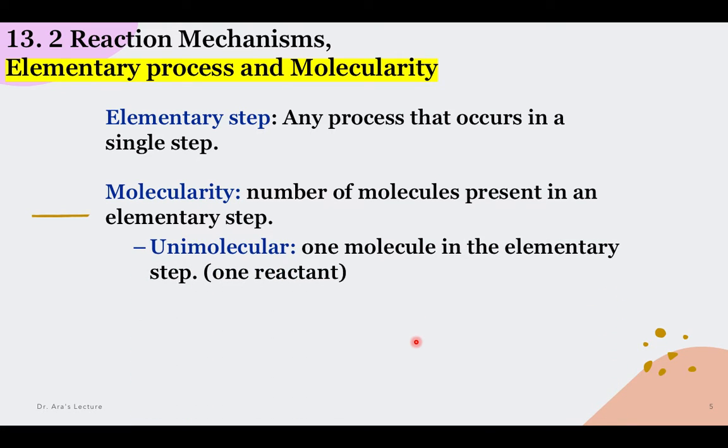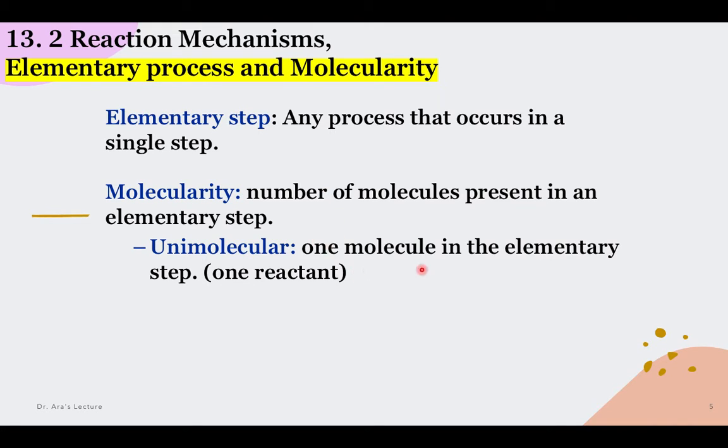Since we said in the beginning that an elementary step involves direct collision between two molecules, we can also learn a little about the elementary process and molecularity. What is molecularity? As we already learned, an elementary step or process is any process that occurs in a single step, and molecularity is the number of molecules present in the elementary step. It can be single, it can be double, it can be more than 2.